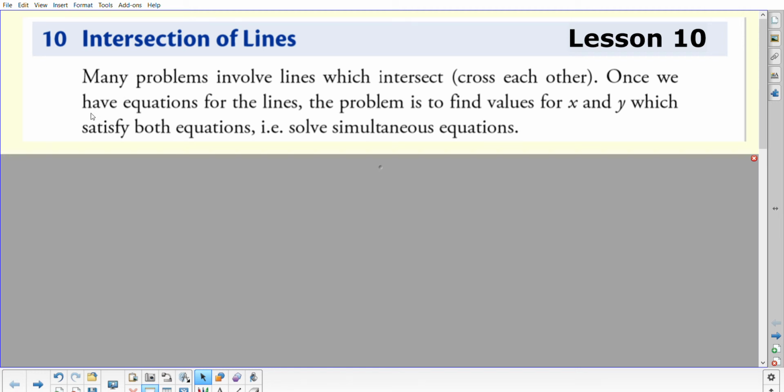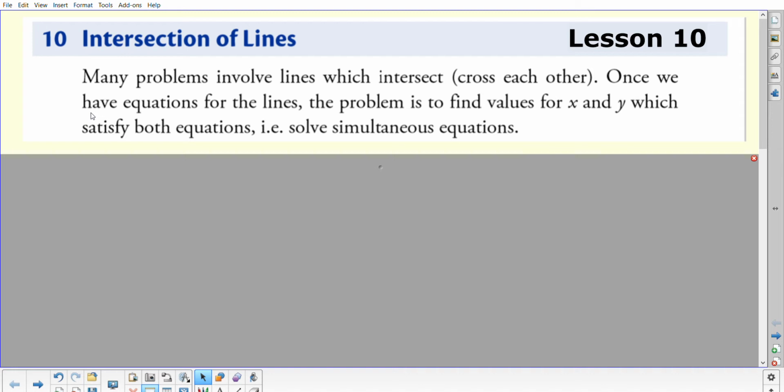In this lesson, we are looking at intersection of lines. Across the higher course, there will be quite a few occasions where the technique of solving a pair of straight line equations will be necessary. In the current topic, sometimes you might be asked to find the intersection between an altitude and a median, for example.